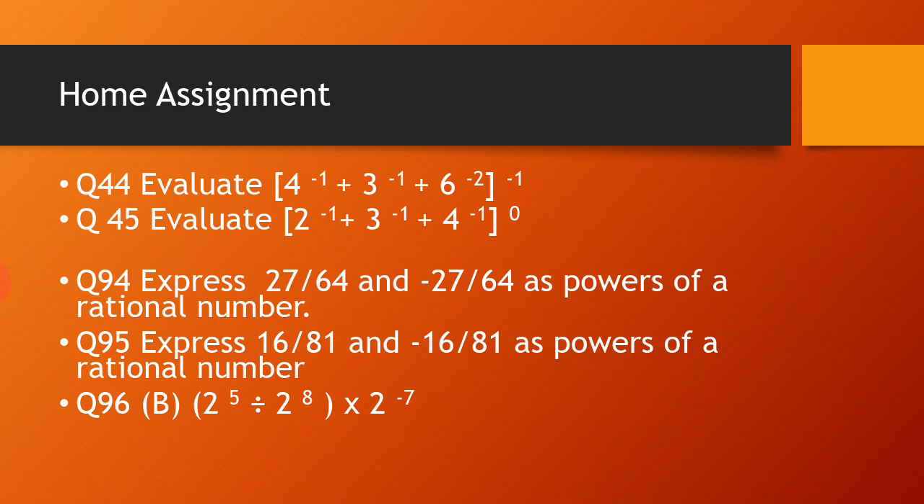And then we have 96b. 2 raised to power 5 divided by 2 raised to power 8 into 2 raised to power minus 7. All of them are in the base of 2. So using the product and the quotient law, you will be able to do this sum.